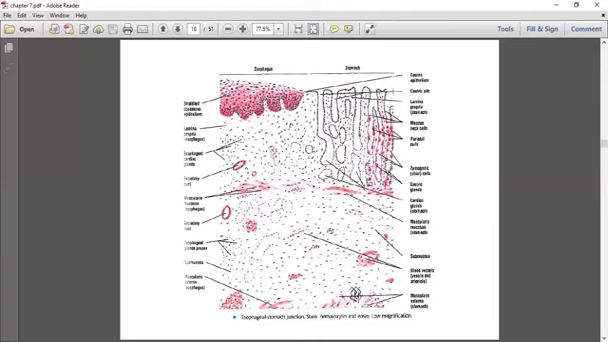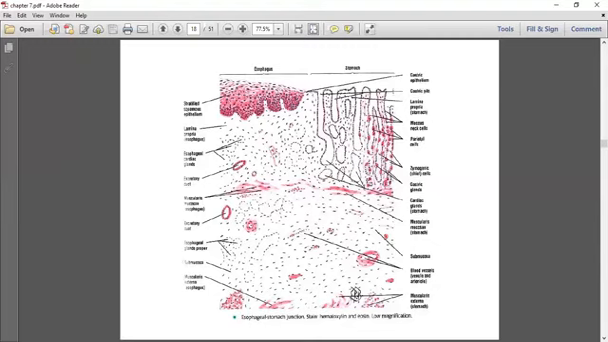Lamina propria, which is a thin layer of connective tissue, areolar or loose connective tissue in the esophagus, becomes much thicker in the stomach because the stomach glands are impregnated within both the lamina propria as well as the submucosa, while the submucosa of the esophagus contains only esophageal glands.